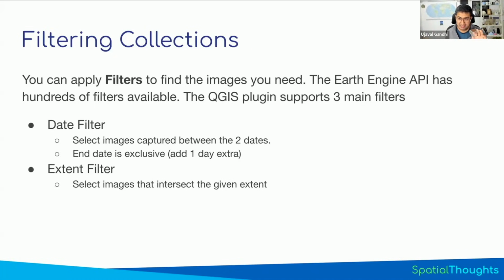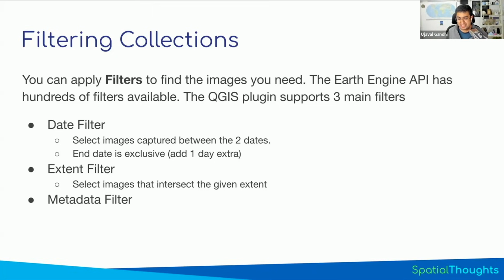All other filters in the plugin are optional. The extent filter is required because it's generally not a good idea to load global layers. So it forces you to specify at least some extent. It can be a very large extent, but you still have to specify an extent so that you are able to select images that match that.